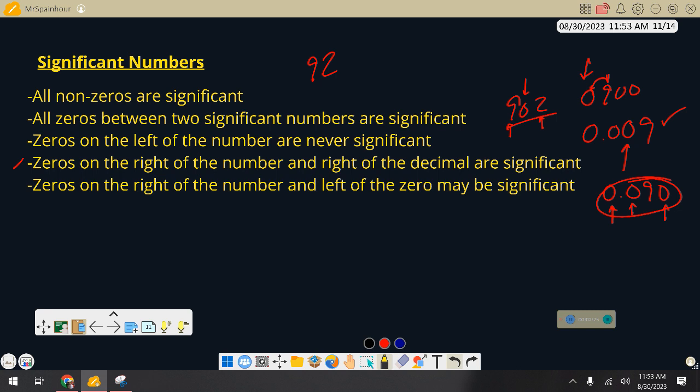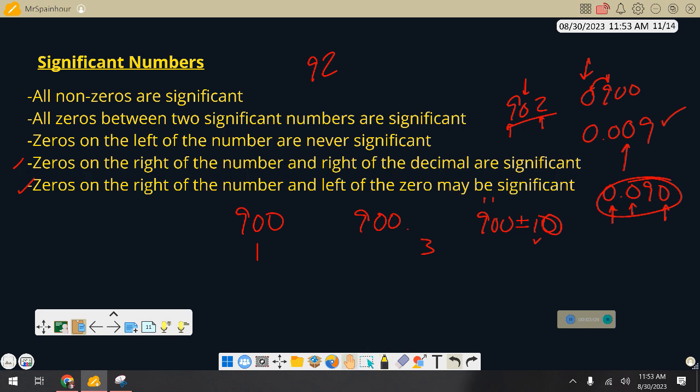Finally, zeros on the right of the number and left of the decimal may be significant, and there's a bunch of ways to tackle this. The first easy one is if I say 900 versus saying 900 with a decimal. The decimal signifies that I've measured all the places, and so this one would be 1 and this one would be 3. But then you might say, what if the tens place was measured and not otherwise? There's a few ways to handle this. For starters, if you were dealing with error, you could say 900 plus or minus 10. This tells us that we have measured the tens place but not the ones place, and therefore we'd have 2 significant figures.